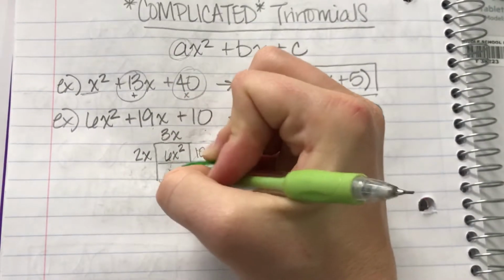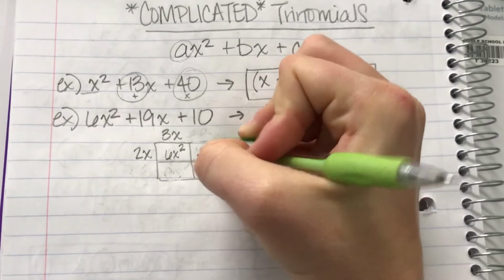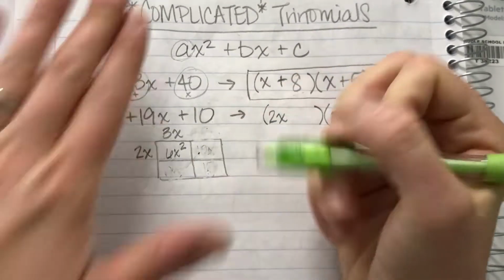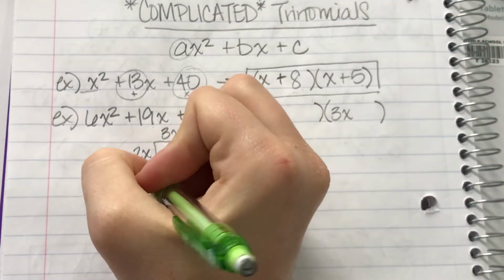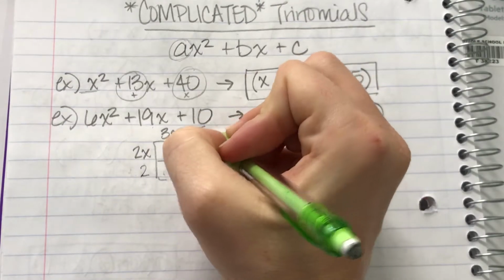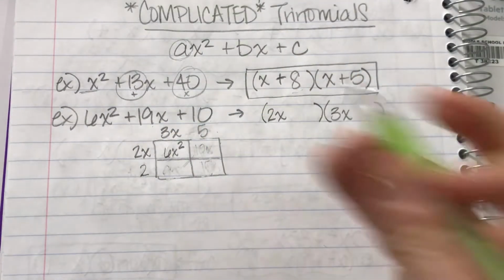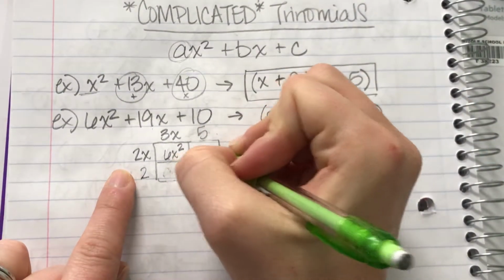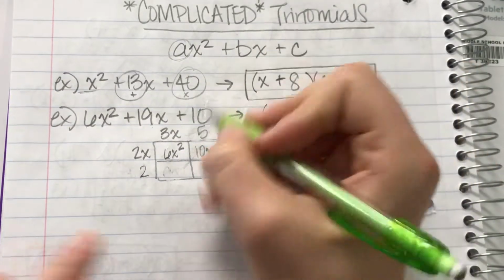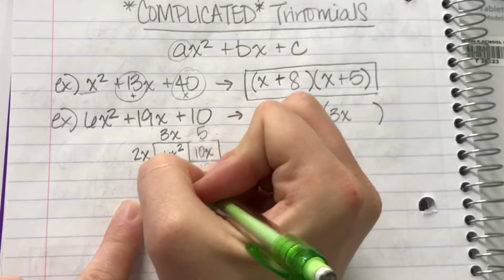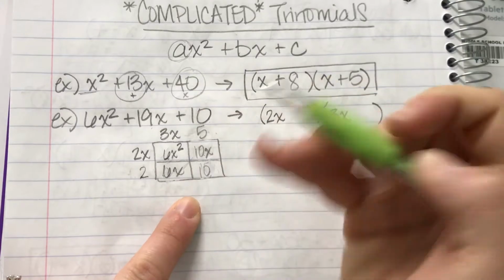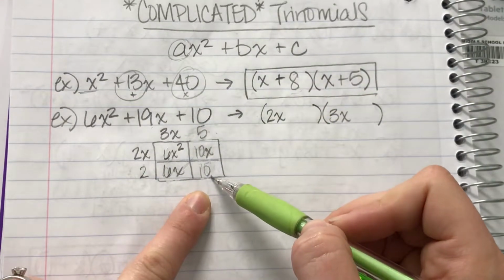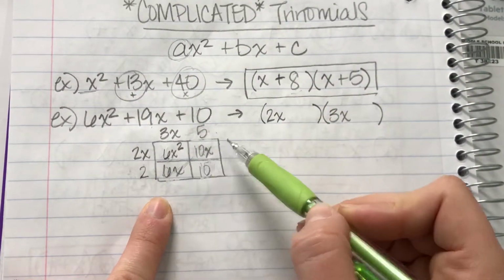Okay, Ione, what do you think? I got 2 and 5. Where do you want the 2? Up top or on the side? On the side. So you want 2 down here, and you want 5 up here? That'll give me 10x, it'll give me 6x, and it'll give me positive 10. So Ione made the positive 10, but she didn't have the 19.